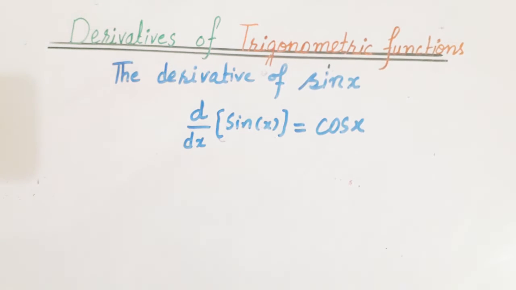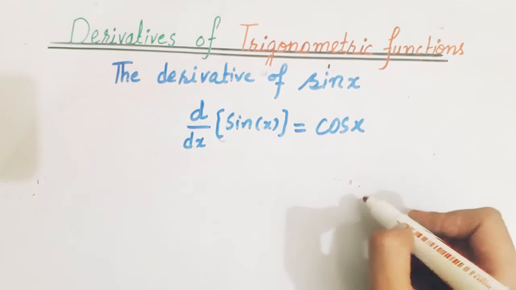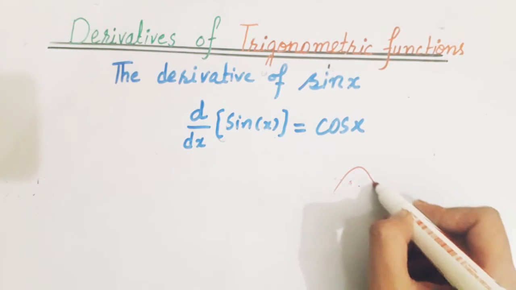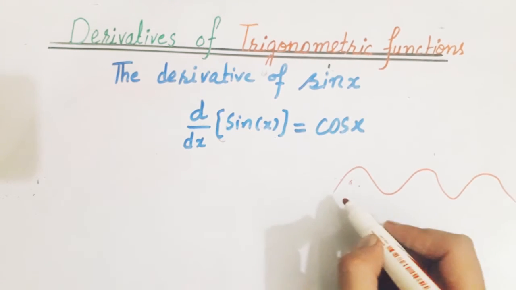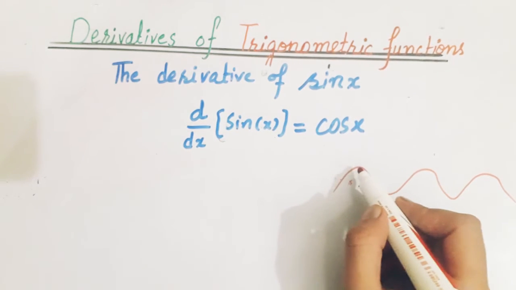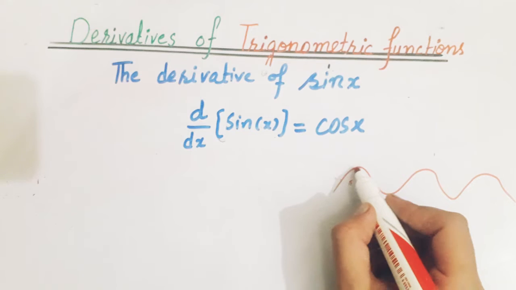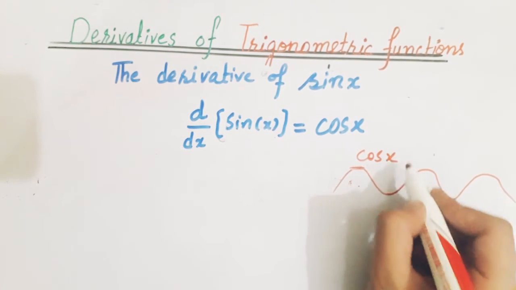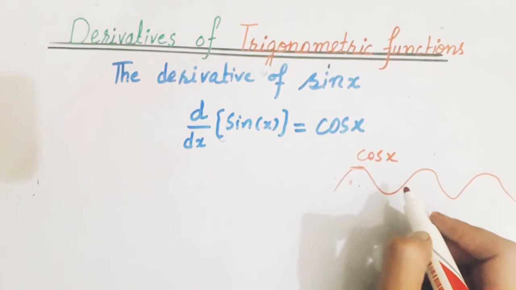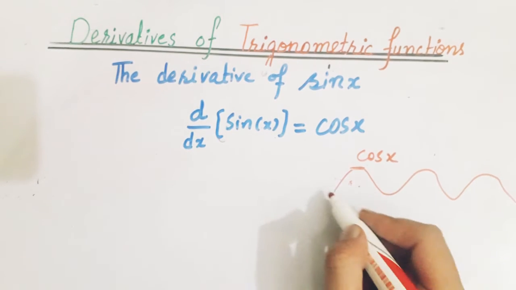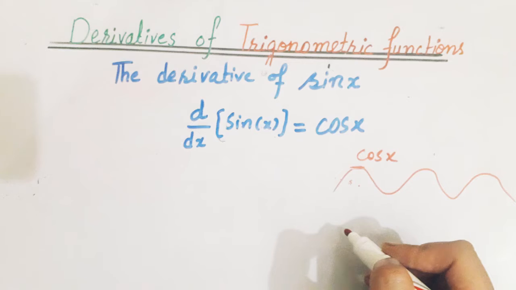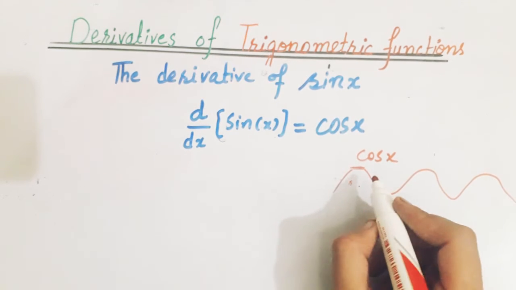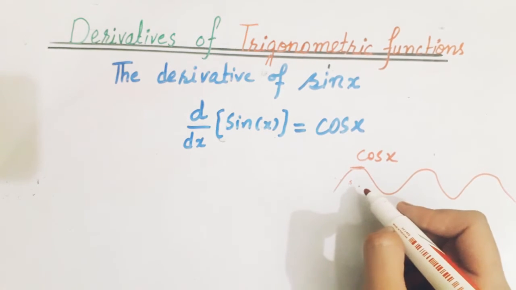And you will remember this by considering a curve or imagining a wave. This is a wave and the slope of this is the cos. So you will easily realize that when you draw a wave, the slope of a sine curve is cos.